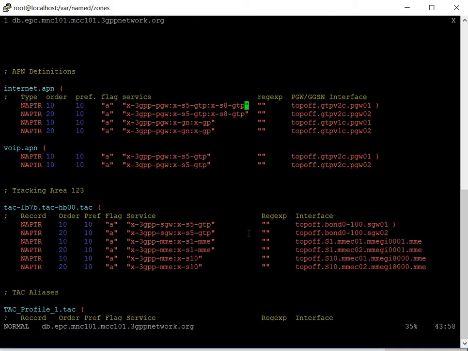Advertising S8 versus not is an important thing for an APN because you're saying whether or not it should be globally reachable from outside for roaming or not. And these two other records are for legacy interfaces.